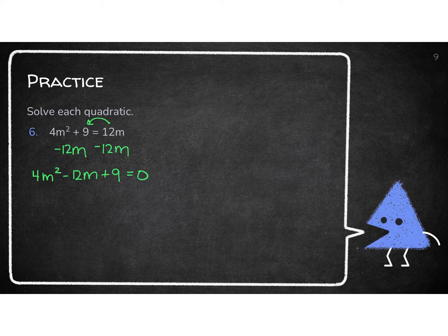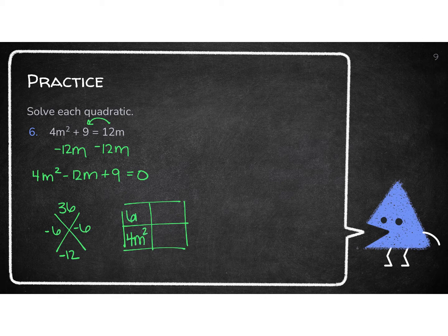So now since I'm set equal to 0, I can say, do they have a GCF? No GCF, but something's squared. So we're going to have to factor it with our x in our box. So 4 times 9 is 36, negative 12 on the bottom. I'm going to get negative 6 and negative 6. So I have 4m squared, negative 6m, negative 6m, and 9.